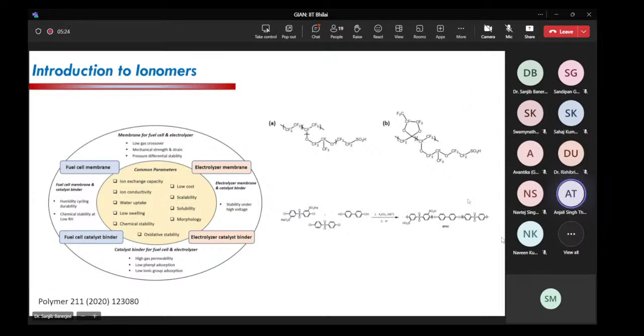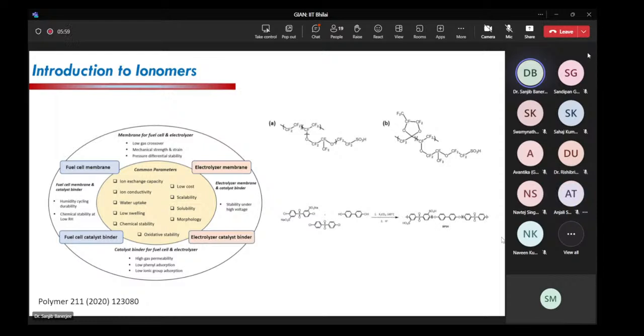Yes, sir. Can you explain your answer? What is a fuel cell? Anjali, can you please explain your answer? Sir, it's a device which can convert the chemical energy into electrical energy. Only electrical energy or any other energy? Sir, I'm not sure, but electrical energy. Okay, fine. Please mute yourself.